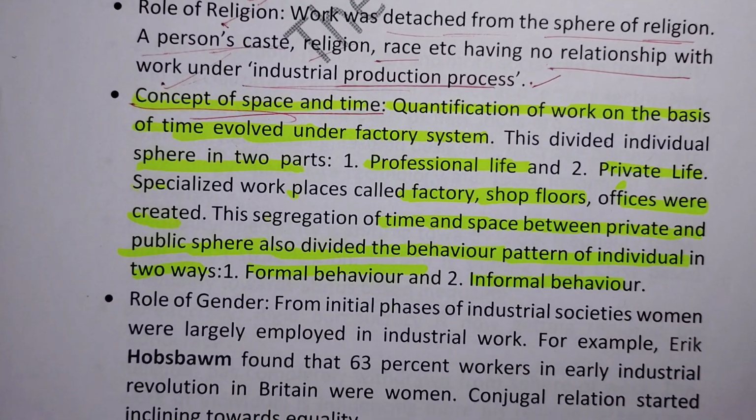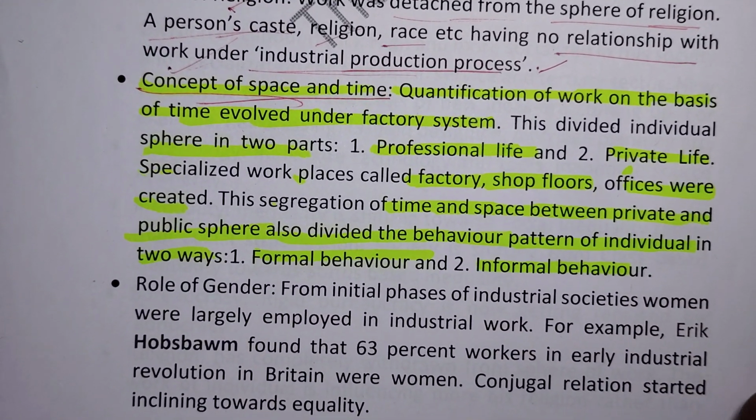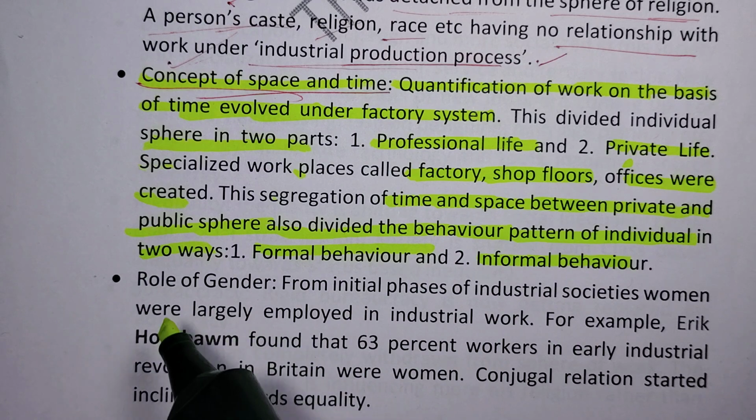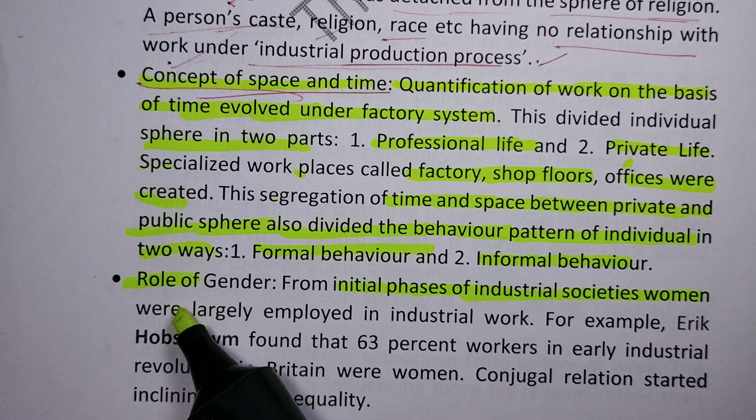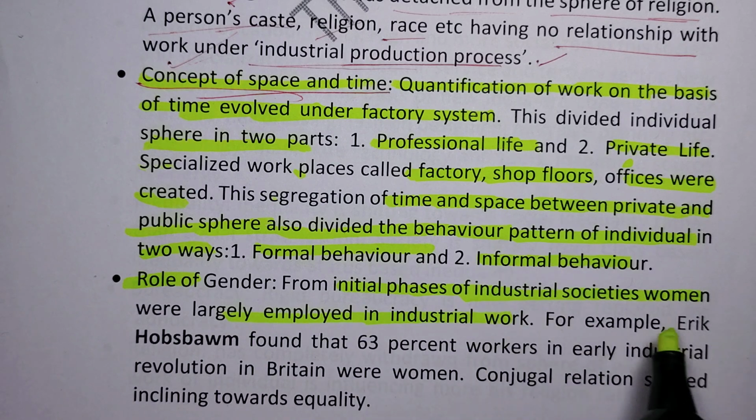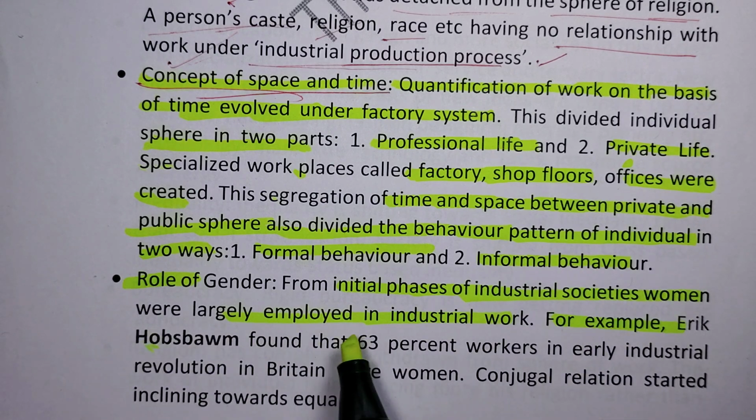Role of gender. From the initial phase of industrial societies, women were largely employed in industrial work. For example, Eric Hobsbawm found that 63% of workers in the early industrial revolution in Britain were women. Conjugal relations started inclining towards equality.